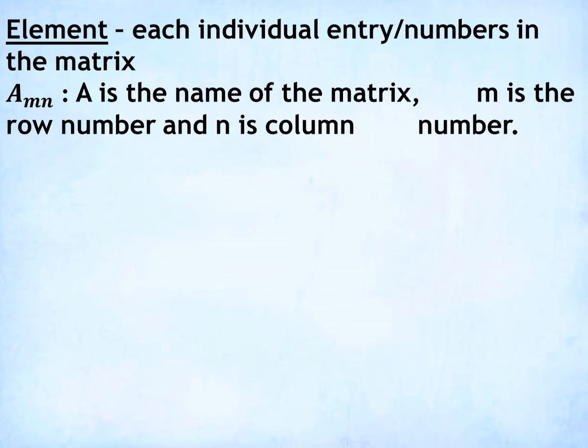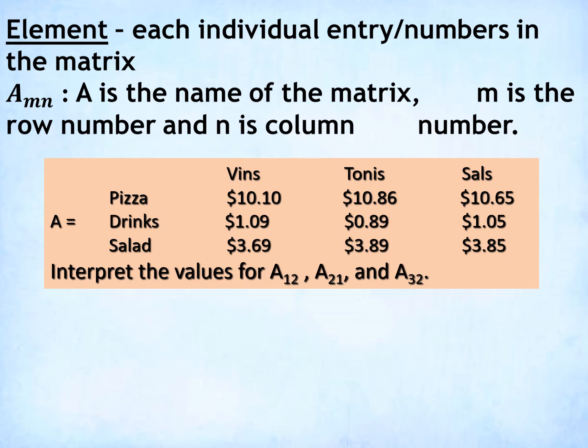Now let us have the element. Element is each individual entry or number in the matrix. We name the element as A sub mn, where A is the name of the matrix, m is the row number, and n is the column number. So suppose we have this data.